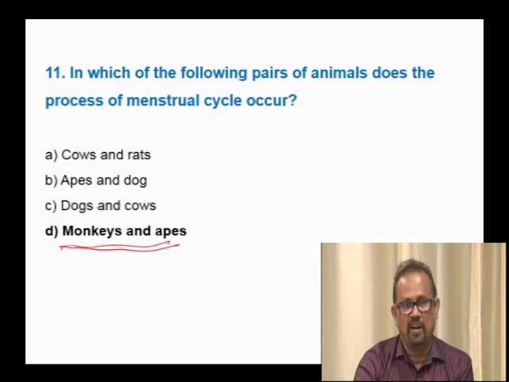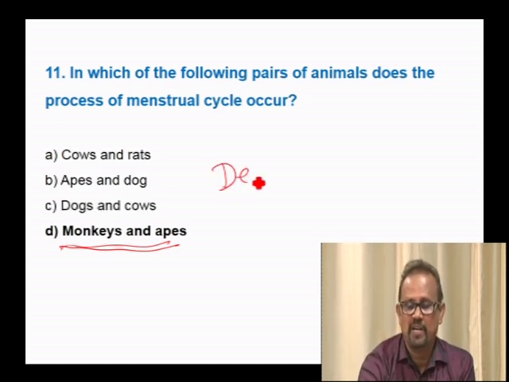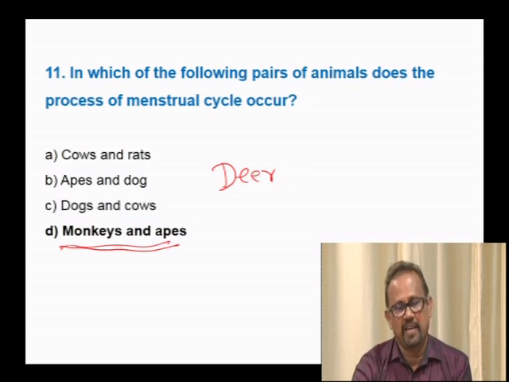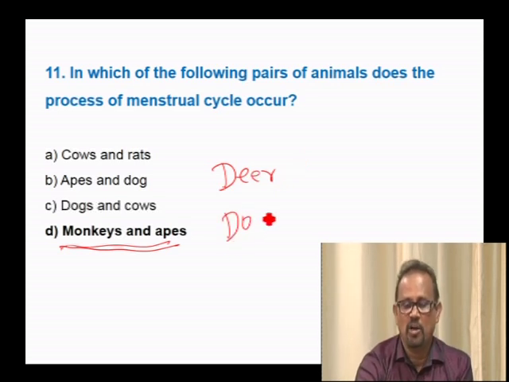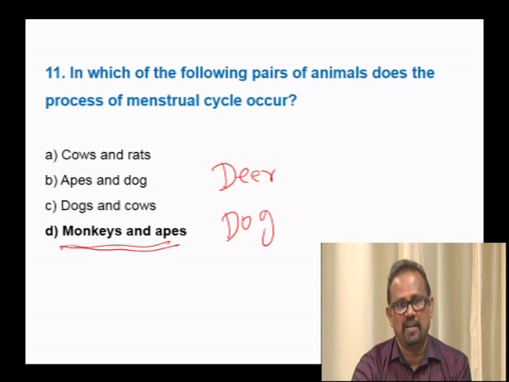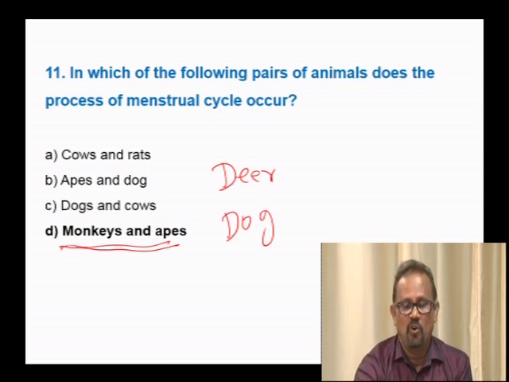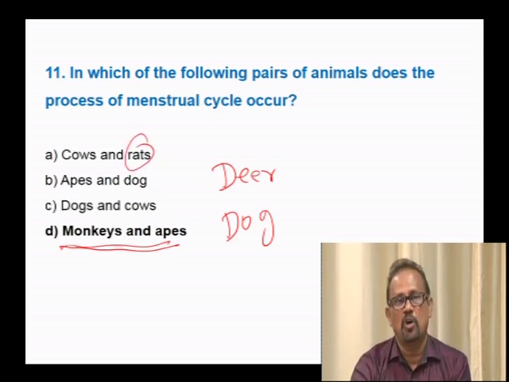In the estrous cycle, we classify the organisms into monoestrous, diestrous and polyestrous. Monoestrous organisms are the deer, which show a single estrous cycle in a year, whereas dogs show 2 estrous cycles, which is diestrous, whereas rats or mice show polyestrous cycle. With respect to the above question, the menstrual cycle occurs in monkeys and apes.